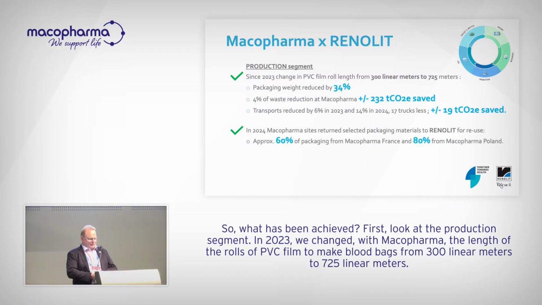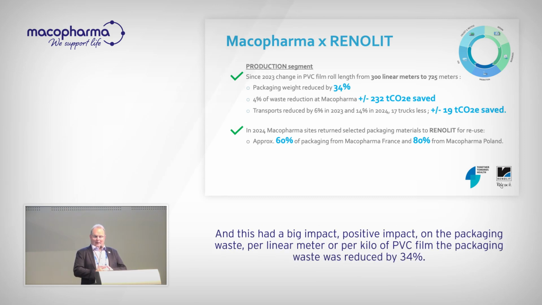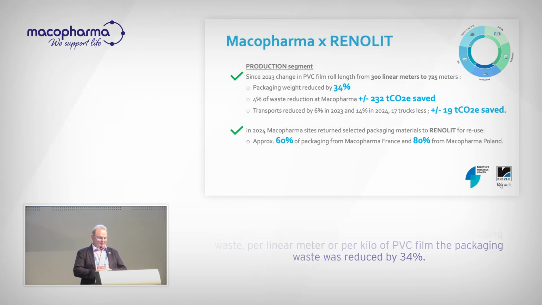First, look at the production segment. In 2023, we changed with Macopharma the length of the rolls of PVC film to make blood bags from 300 linear meters to 725 linear meters. And this had a big, positive impact on the packaging waste. Per linear meter or per kilo of PVC film, the packaging waste was reduced by 34%.